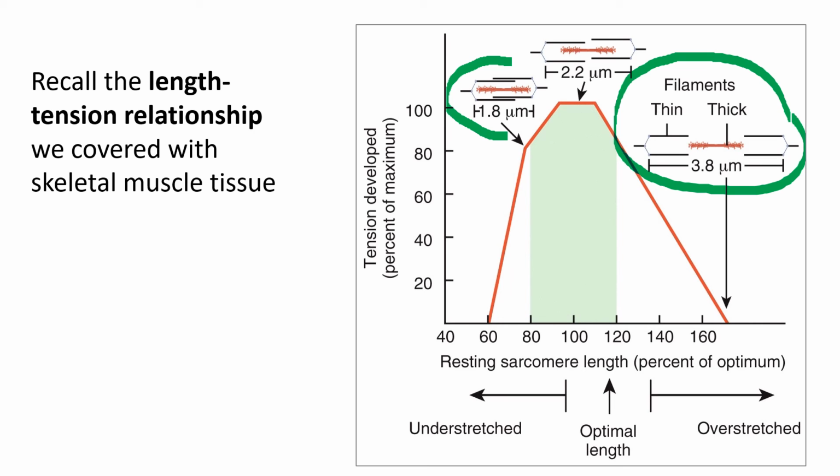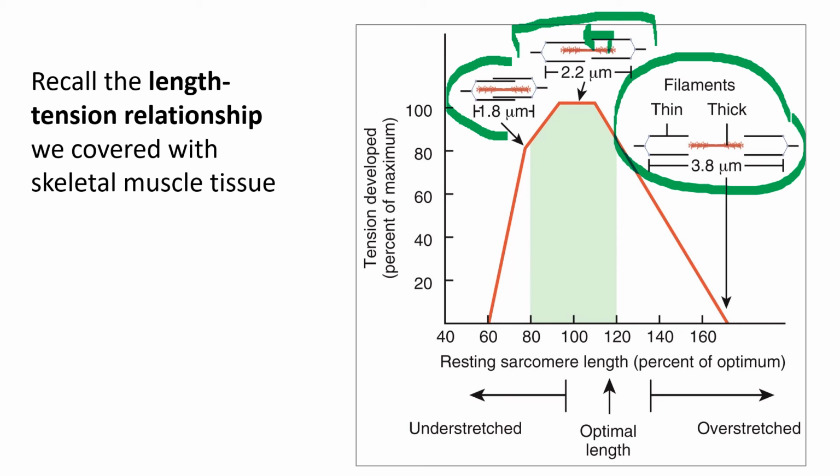But in the middle here, when we start with a sarcomere at its optimal length and that cell contracts, that cell is able to generate its peak force. It's able to reach 100% of its maximum. And this is because there's just the right amount of overlap between thick and thin filaments, and there's also enough room for these thin filaments to slide toward the M line. So this is the length-tension relationship in skeletal muscle tissue.